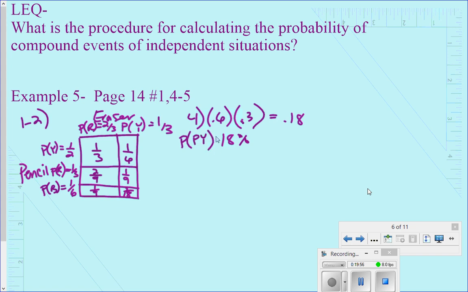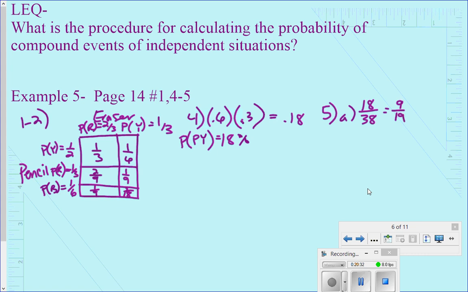Okay. And lastly, number 5, a roulette wheel. We have numbers 0, 00, 1 through 36, and half of the 1 through 36 are red and half of them are black. 0 and 00 are green. So part A says, what's the probability of the spin landing on red? Well, hopefully you realize that's going to be 18 out of the 38 slots. And of course, we can simplify that to 9 out of 19.